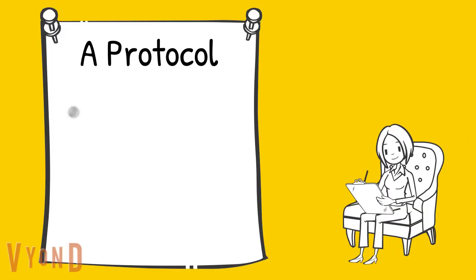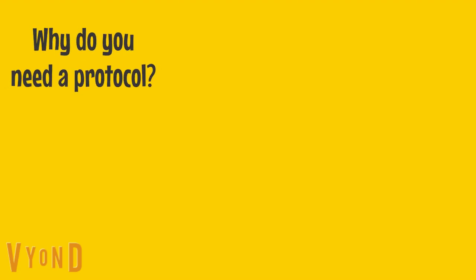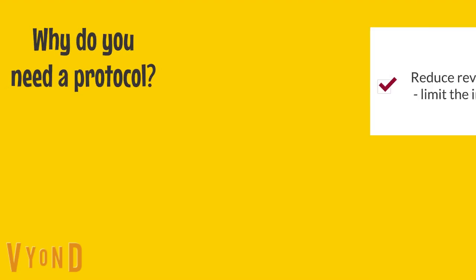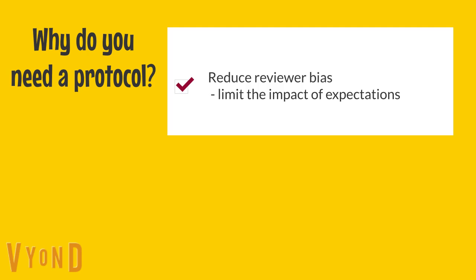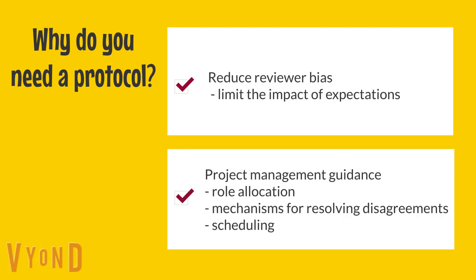A protocol is a document prepared by reviewers that outlines conceptual and methodological aspects used to conduct a systematic review. It serves as a step-by-step plan for conducting the entire project. Developing a protocol is critical in a systematic review because it reduces reviewer bias by limiting the impact of their expectations during the screening process. It also offers guidance for managing a review project, including role allocation, mechanisms for resolving disagreements, and project scheduling.